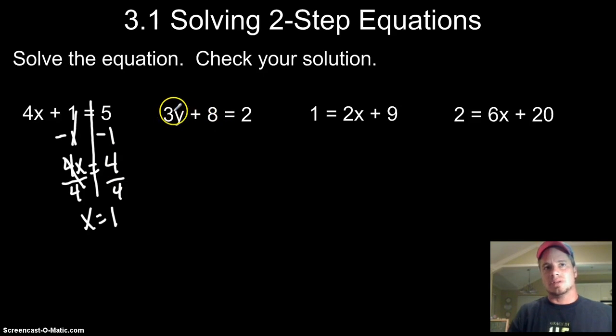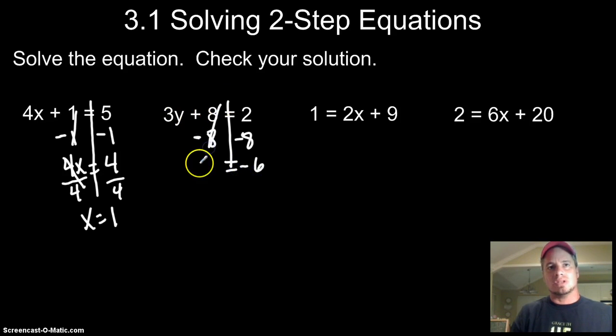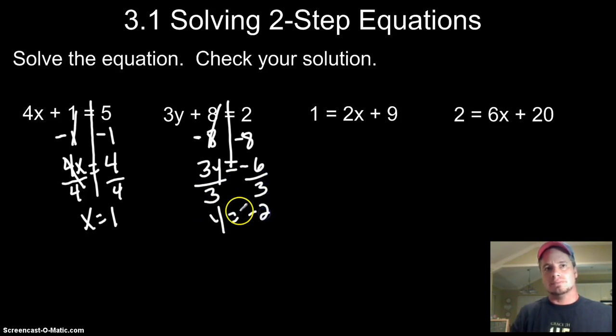Let's look at the next one. I've got to get rid of this 3 and this 8, okay? So I want to get rid of the weaker bond first, the thing that's added. So I'm going to do the opposite. It's positive 8, so I want to subtract it. And I subtract 8 from both sides. I get positive 2, negative 8. That gives me a negative 6. Got an equal sign here. And then this cancels, and I get 3y. Okay, now I've got 3y equals negative 6. This is multiplication. So I need to divide by 3 to undo that. And I get y is equal to negative 2.